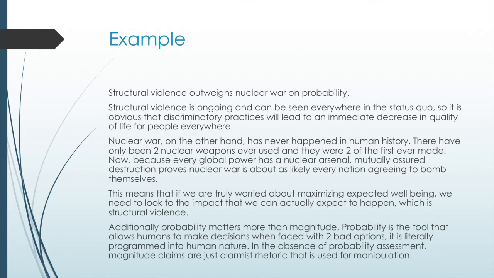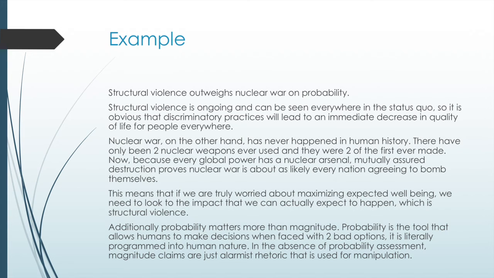So step 1 is to name a mechanism. So this is really straightforward. Structural violence outweighs nuclear war on probability. So we're just saying X outweighs Y based on mechanism. And then the second thing is to build up or defend your own impact. In this case, we're defending structural violence. So we're going to build that up.